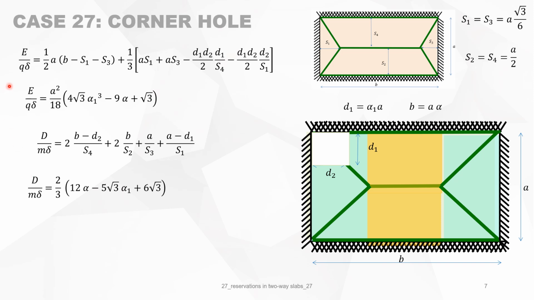By putting delta equal to 1, we get m, and we now have m as a function of alpha, which is b over a, and alpha 1, which is b1 over a. So d2 is fixed because of this following the yield line. So we have this relationship.